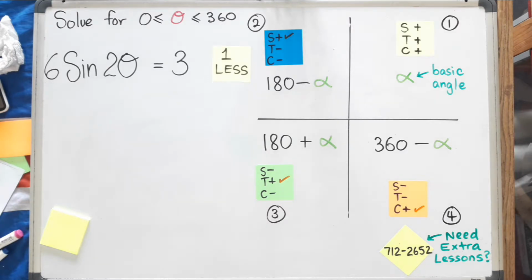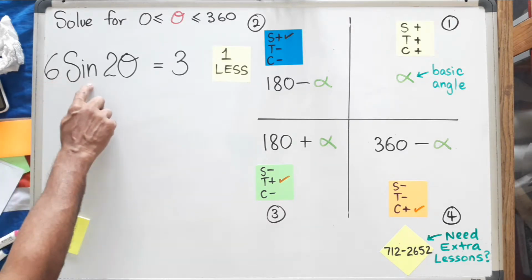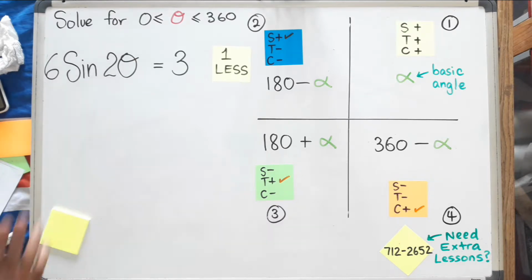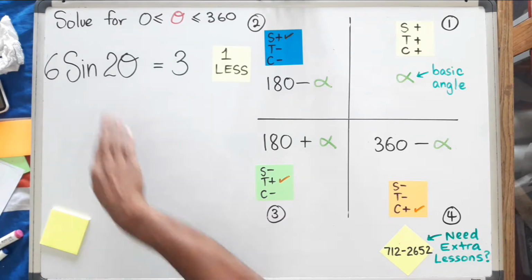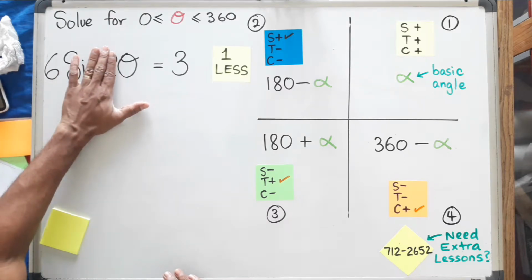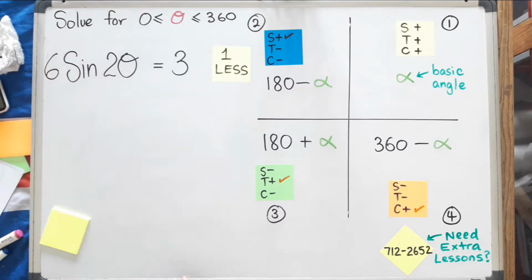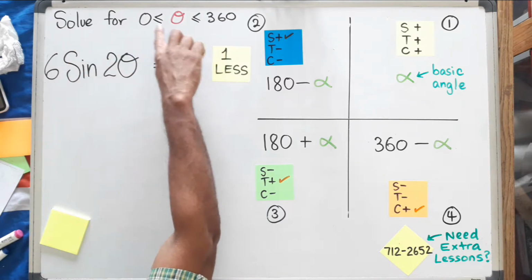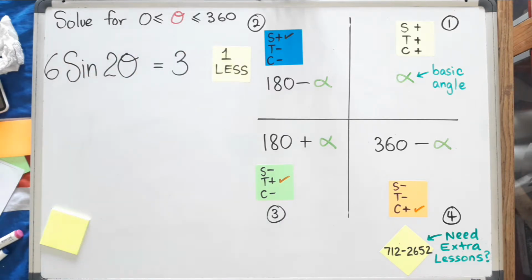Over here, I have 6 sine, not theta, but 2 theta, is equal to 3. Remember in my other questions in the previous video, it was just simply theta, a single theta we were solving for. Here, there's a number in front of or touching the theta. And the instruction says they want you to solve for the angle between 0 and 360.